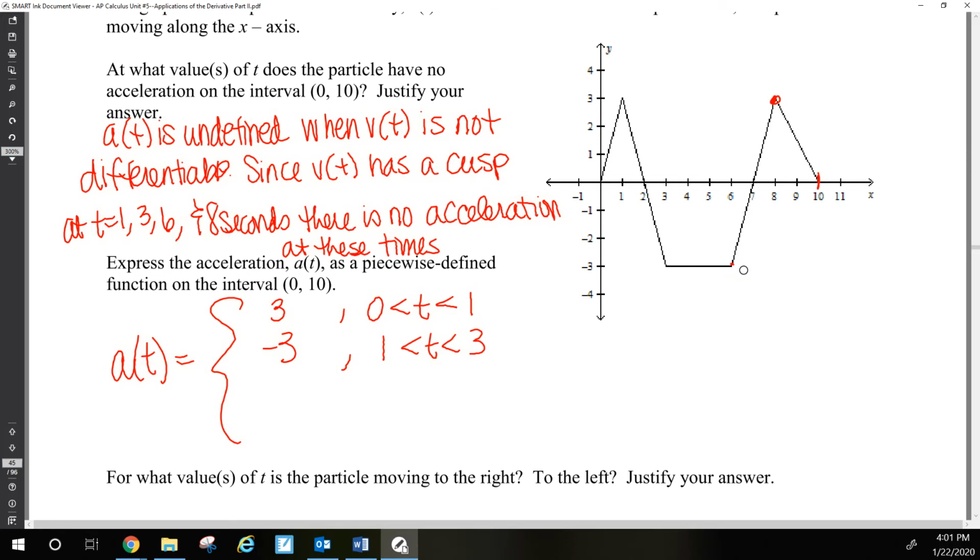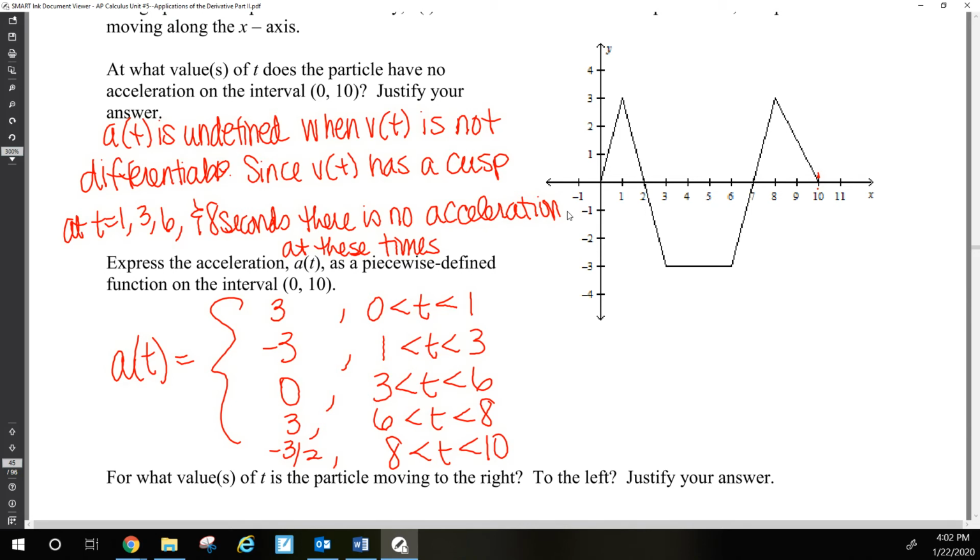Between 3 seconds and 6 seconds, what's the slope of this piece of the line? 0, right? We have a horizontal line. So between 3 and 6, we're at 0. Now we need to find the slope of this piece. Again, we're going up 3 over 1, so it's going to be back to positive 3 between 6 and 8 seconds. And then finally, we're going down 3, but this time we're going over 2. So down 3 halves, -3 halves, and that's between 8 and 10 seconds.